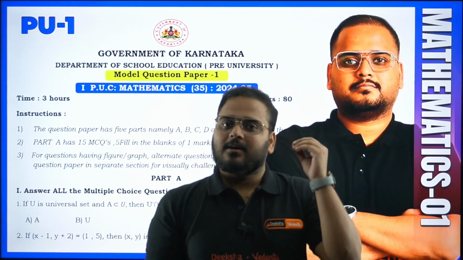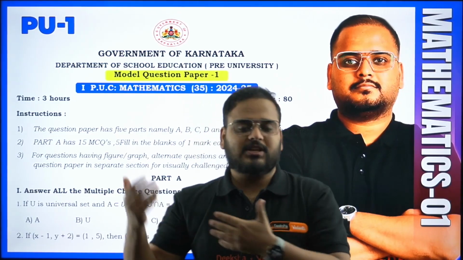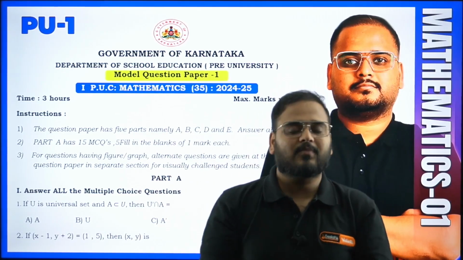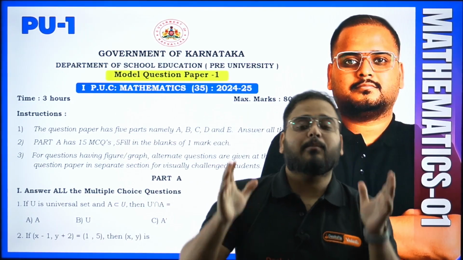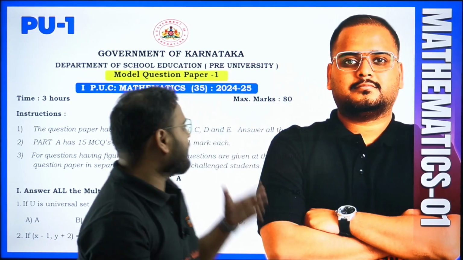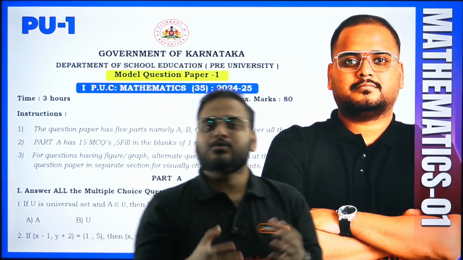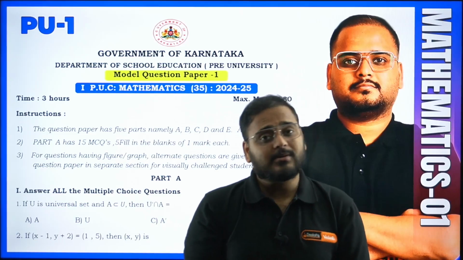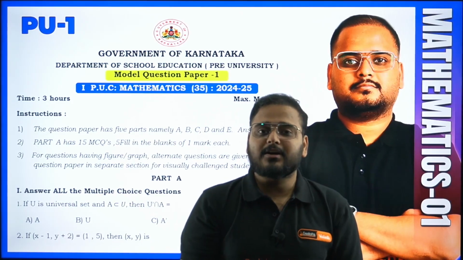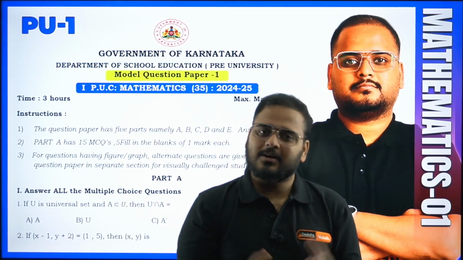Do one thing, solve the paper. If you have solved it, very good. Check the solutions right now. If not, try to learn and solve the paper and then come back here and check the solutions with me. I'm going to solve each and every question in this paper number 1, for first PU model paper. If you have any doubt, let me know in the comment section. But I think the paper was relatively easy. Some questions were difficult, we'll see that as well. So let's get started.